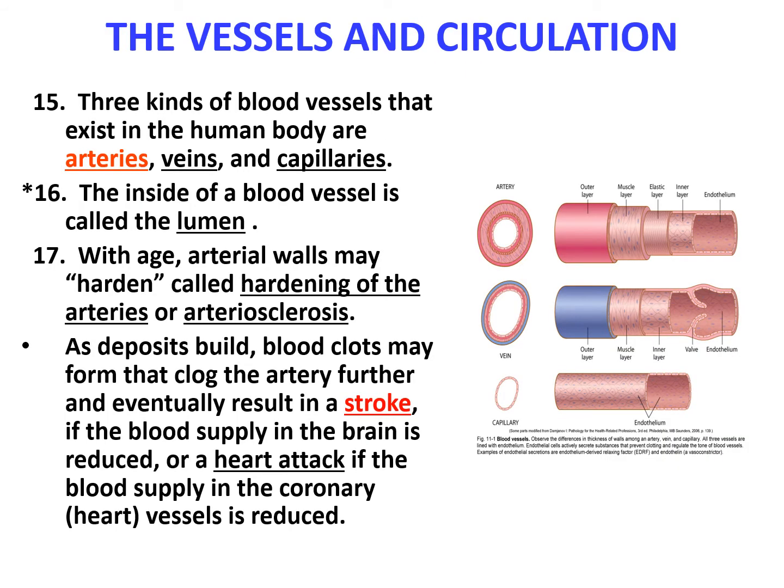So now we're going to talk about vessels and circulation, right? There's 3 kinds of blood vessels that exist in the human body. We have arteries, veins, and capillaries, okay? Now, if you look at these, there's different diameters of these different vessels, okay? And so the inside of the blood vessel is called the lumen, okay? That's the inside, when you look on the inside, okay?